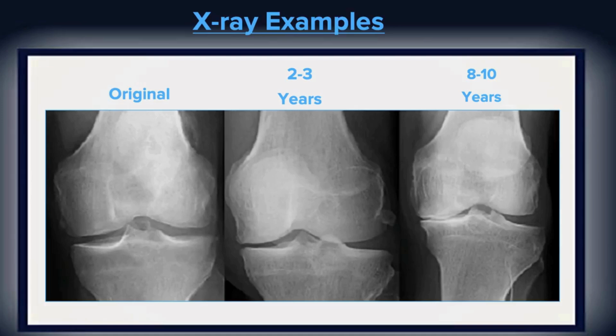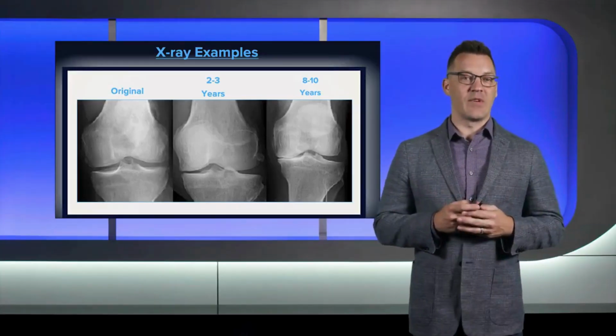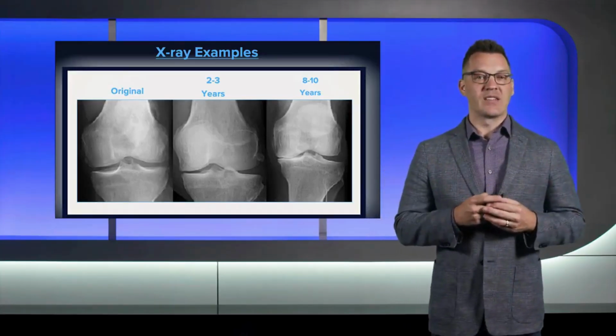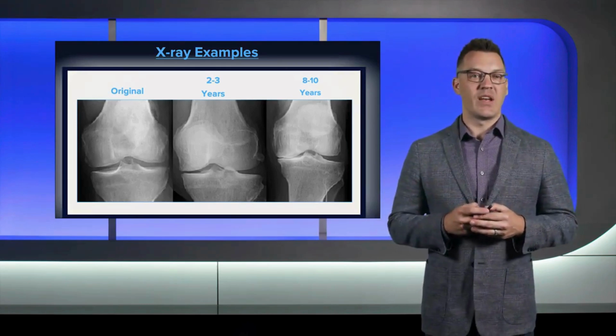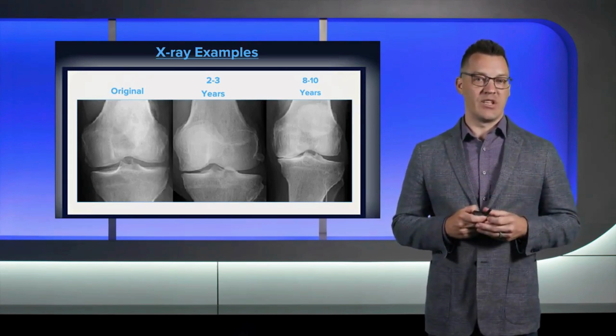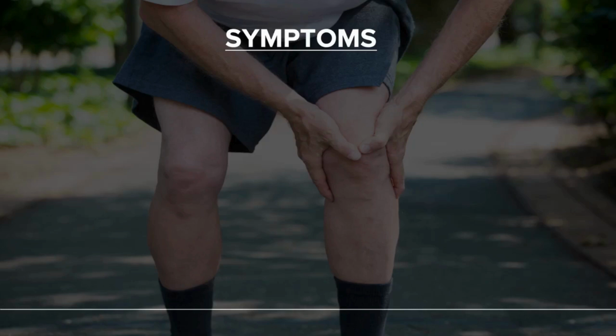Going back to x-rays for a moment, we can see on the left there's a nice open space between the bones. At 2 to 3 years, we start to see narrowing of that space and small bony spurs called osteophytes forming. As the arthritis progresses, we can see that the joint space on the inside portion of the knee is gone, and we have the classic bone-on-bone appearance. Now, this timeline is not the same for everyone. Sometimes it's a little faster, and sometimes it's a little slower progression, depending on the amount of injury or activity for each patient.